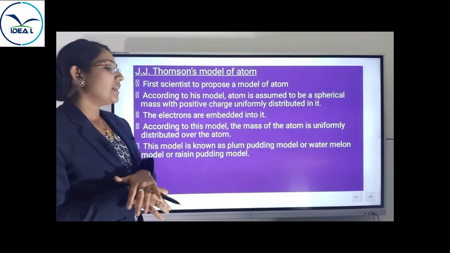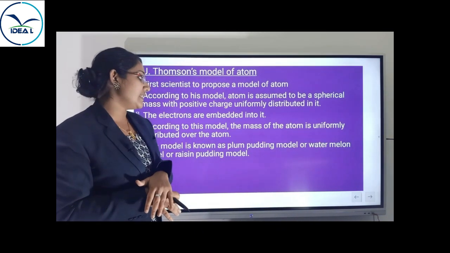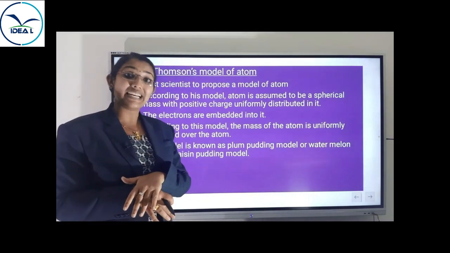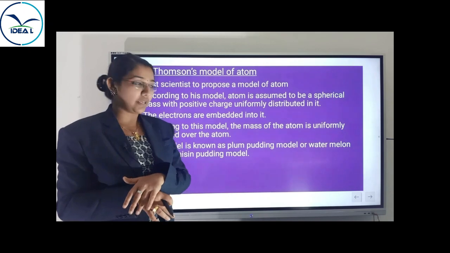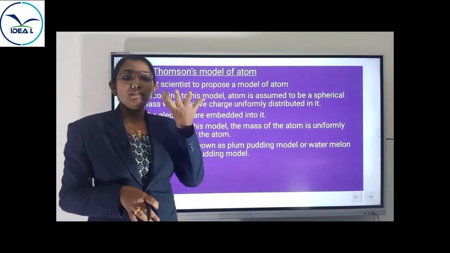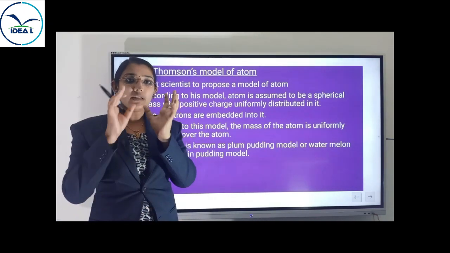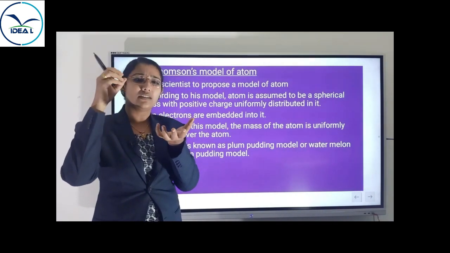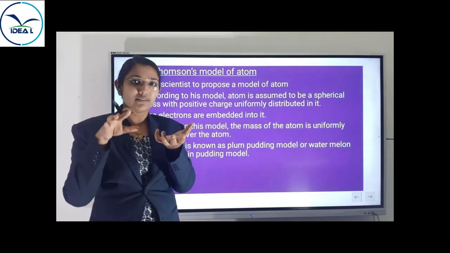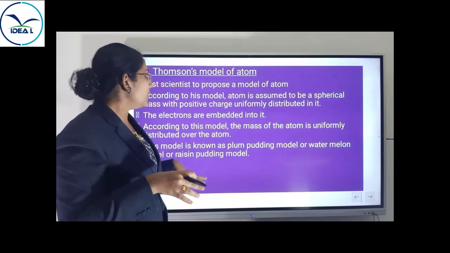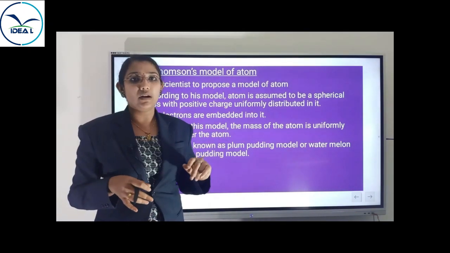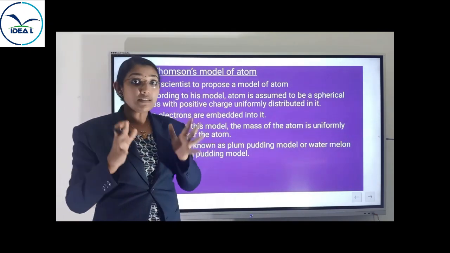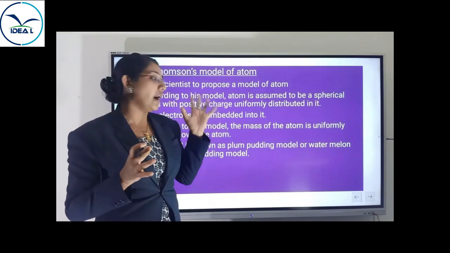So this model is known as plum pudding model or watermelon model or raisin pudding model. In the watermelon model, the seeds are embedded into it, not uniformly distributed inside the watermelon. So this model is also known as watermelon model. Thomson's atomic model is the first model proposed for atom.